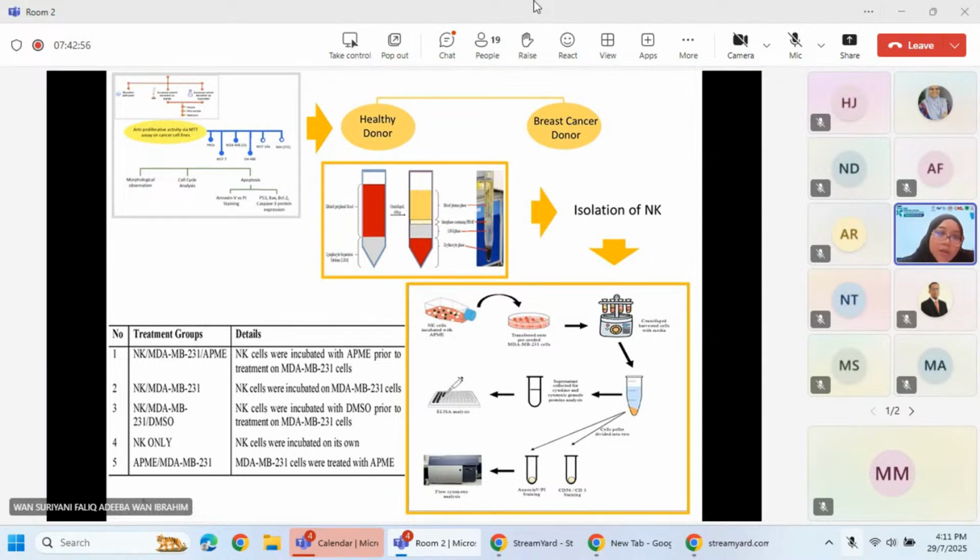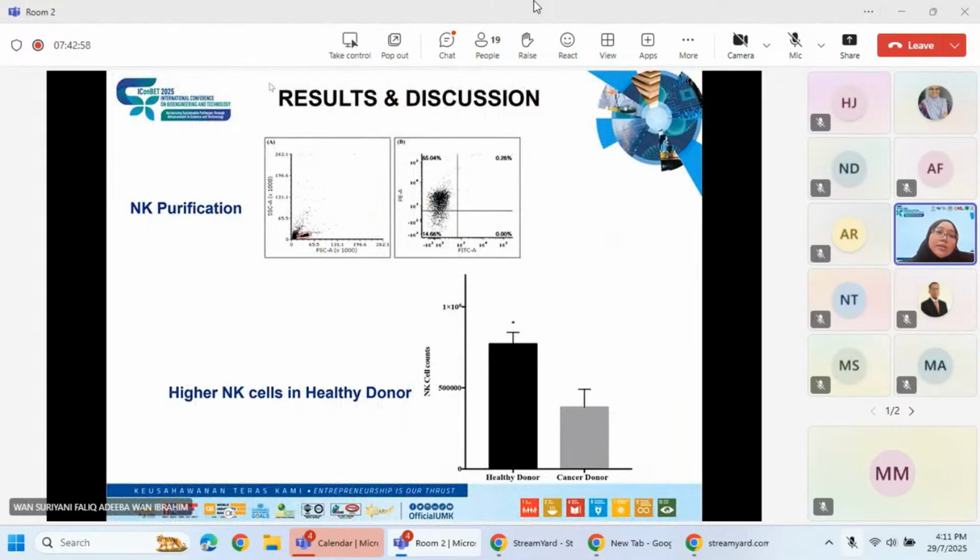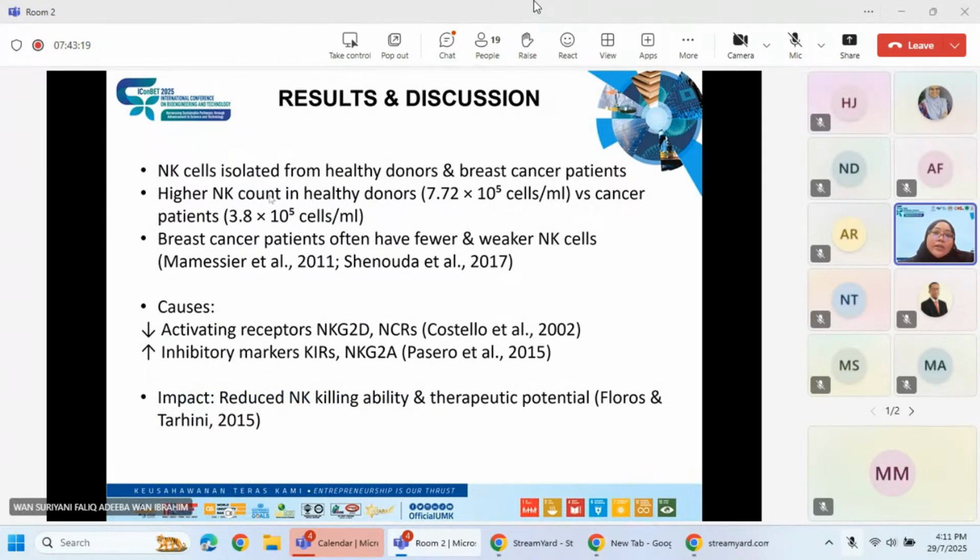Okay, so what did we get? These are the NK purification on how we get that. We didn't get 100% purified, so it has some cells that come together as well. However, we found out that NK cells are significantly higher in healthy donors as compared to the breast cancer patient donors. So it's about 7.72 times 10^5 cells per mL versus cancer patients.